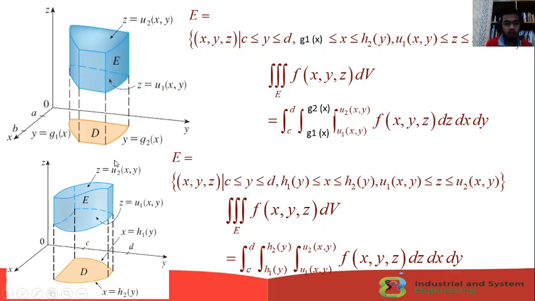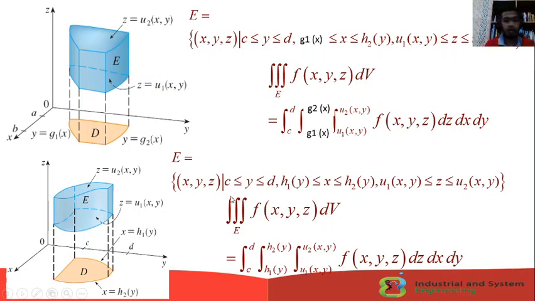So how do we find this integral? We have to use this order: z, y, x. It means the integral of f(x,y,z) dz dy dx, where z is from u1 until u2, y from g1(x) to g2(x), and x from a until b.